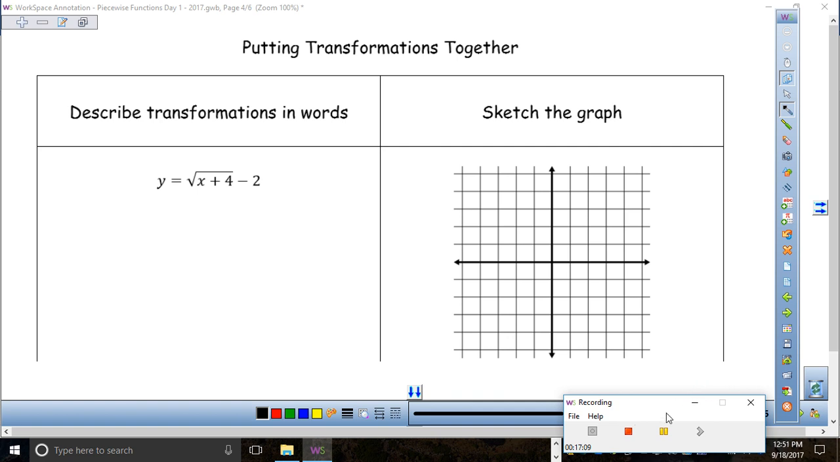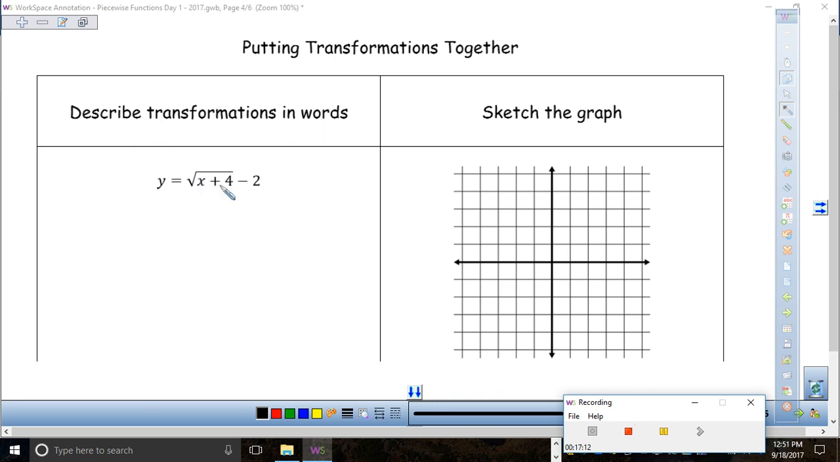All right, if you turn your paper over to the back side, the final piece that we're going to finish up with is looking at putting transformations together. So sometimes we have more than one thing going on with the same graph. So we have an equation here on the left side. We're going to start by describing the transformation in words.